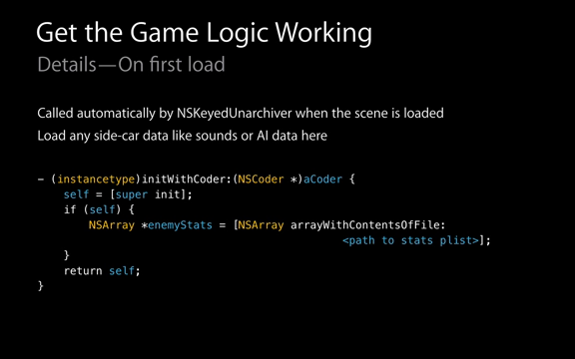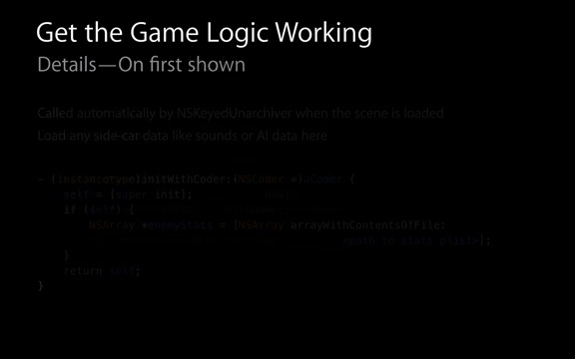So let's jump into the details of that. So on first load, as I said, automatically called by NSKeyedArchiver. And this is where you load any sidecar data. Sound, for example, AI, or any unit stats that aren't going to change. It's called init with coder. Make sure you go super init or init with coder, depending upon what your superclass needs. And load up the enemy stats here. I just loaded it as an array from a plist. Very simple, just a one-liner.